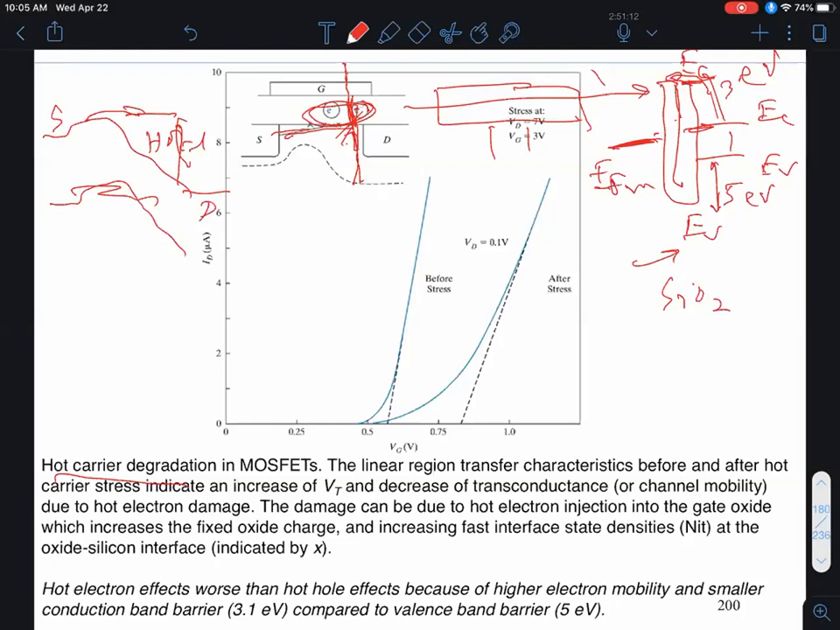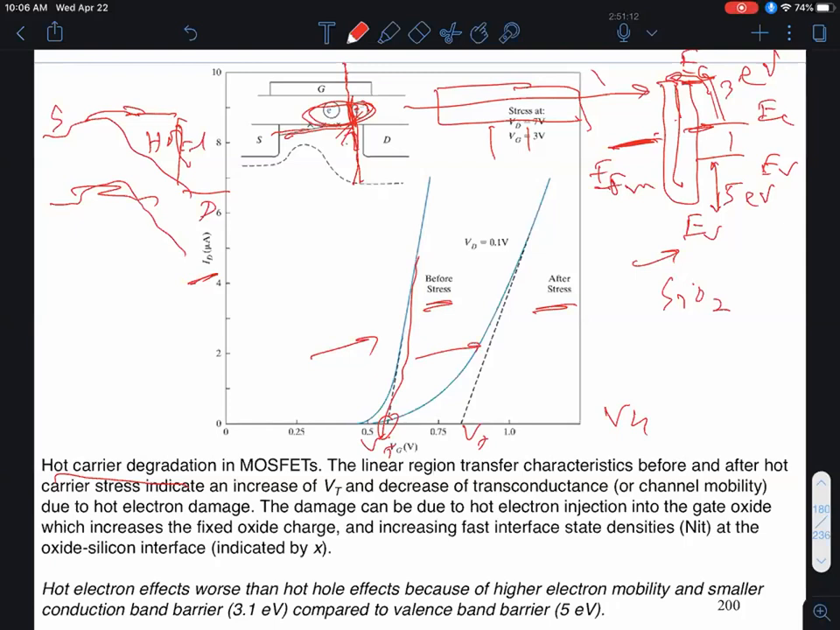What is the impact of that? The impact is shown over here, where I'm looking at the ID versus VG. So these are the transfer characteristics, where we saw that if you extrapolate the curve, you can get a rough measure of the threshold voltage. So my threshold voltage is somewhere over here. So before operation and after device operation, that's what I'm calling electron stressing. Notice that the curves shift to the right, meaning that the VT has gone up.